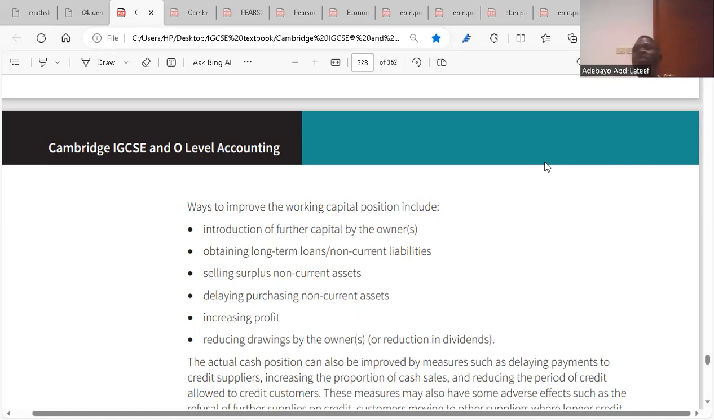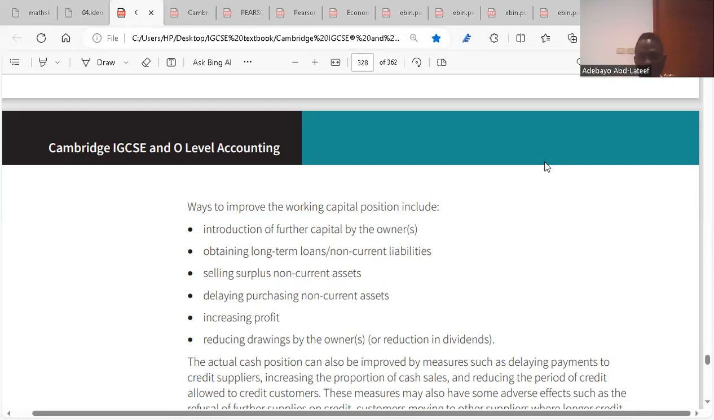Number one, you introduce further capital, which means you find new owners. Two, you obtain long-term loans. Three, you sell those non-current assets that are wasted, that you're not using. And the last one is you delay the purchasing of non-current assets.